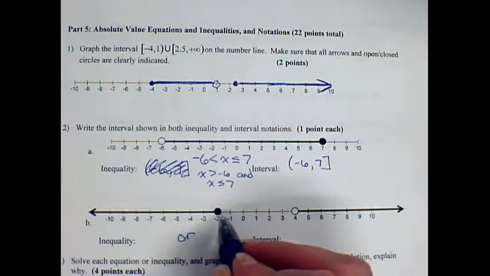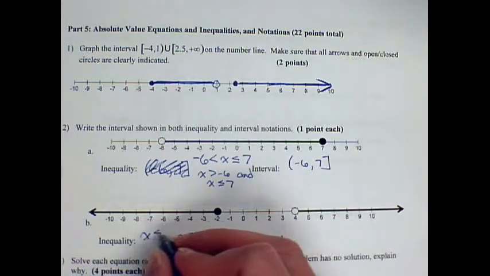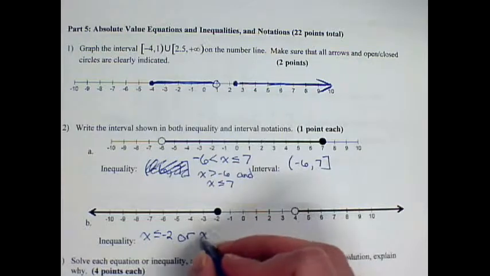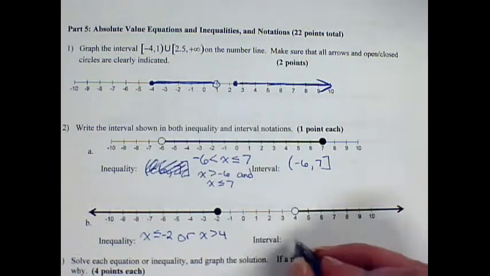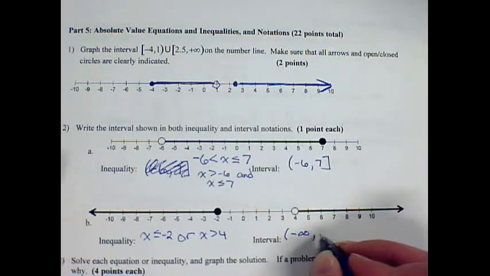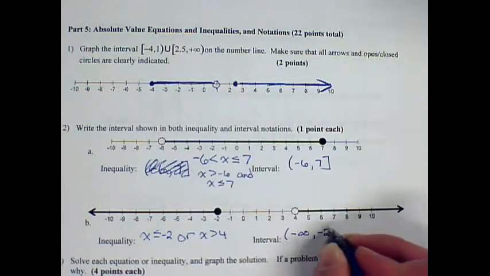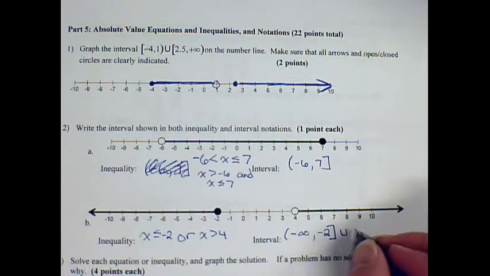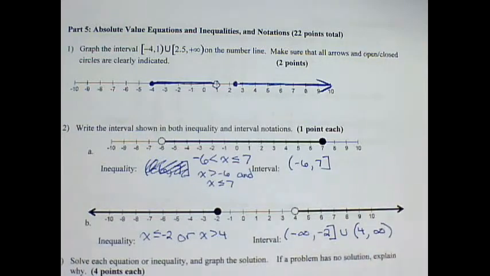We're to the left, closed circle. That means x is less than or equal to negative 2. 4 and out, that's x is greater than 4. Interval notation: we start from the left, negative infinity to negative 2, including negative 2. Gap. Start back over at 4, not including 4, and go up to positive infinity.